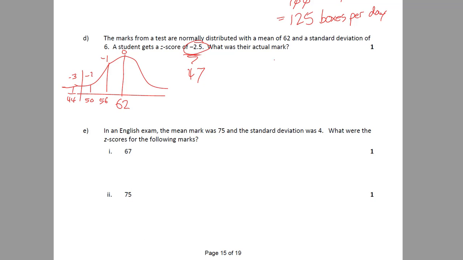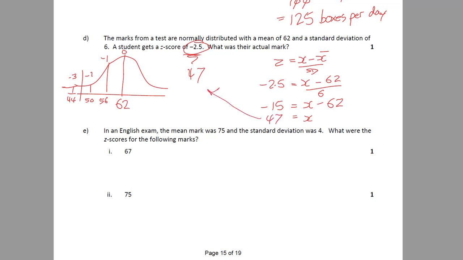Or I could have said, no, I'm just going to use the formula and do some algebra. And if I did that, replace the z-score with what we were told it was, the actual mark is the x, the mean is 62, and the standard deviation is 6. I can't get at that -62 because it's trapped in the top of a fraction, but I can multiply both sides by 6 to get rid of a divide by 6. -2.5 times 6 would be -15 equals x minus 62. Now I can add 62 to both sides. -15 plus 62 is 47.